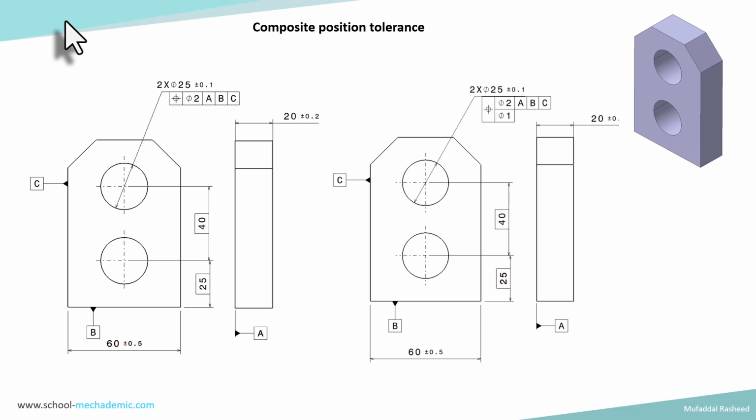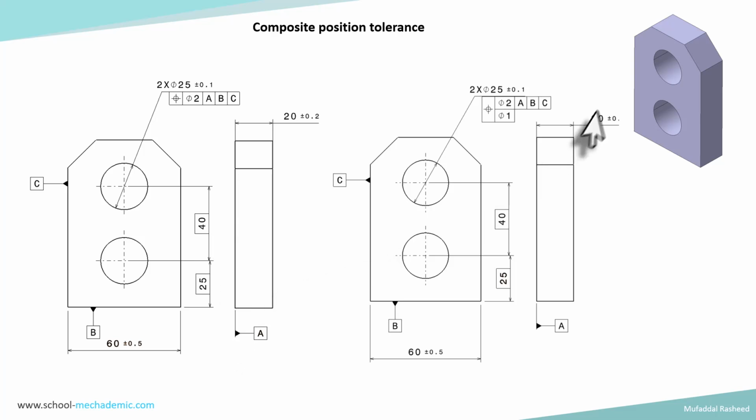So here is an example of a block as shown over here in the 3D view. There are two drawings shown over here for the same block. One is without composite position control and one is with composite position control. On the left hand side is the normal traditional way of controlling the position of the two holes. So basically that is a datum scheme.